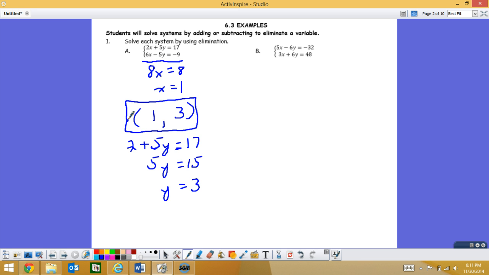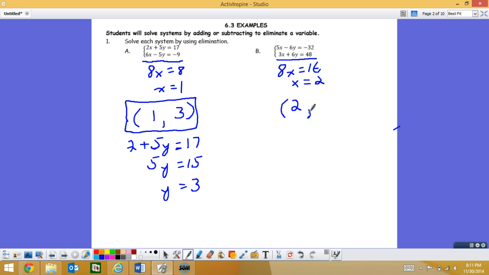Now in example B, once again, when we add these two equations together, the y's eliminate. Negative 6y plus 6y cancels out. So when we add these two equations together, 5x plus 3x is 8x is equal to negative 32 plus 48 is positive 16. And then we divide both sides by 8, so x is equal to 2. So that is the x coordinate of our point of intersection.